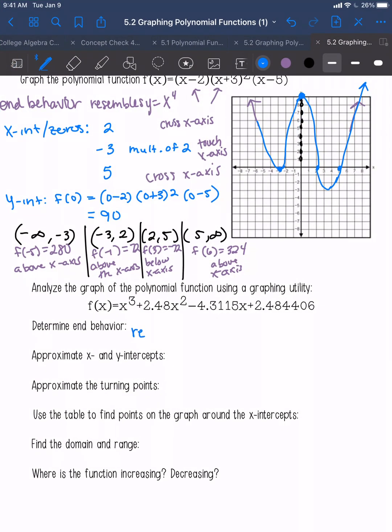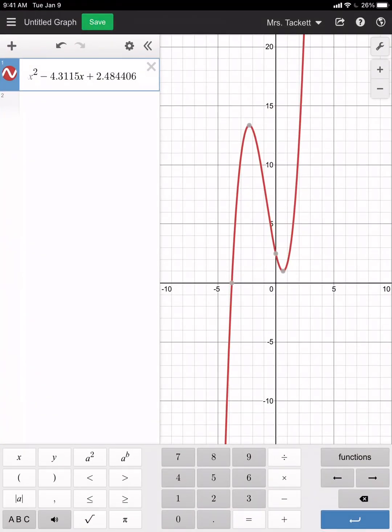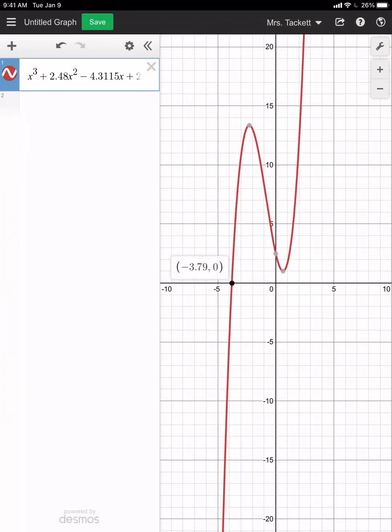The end behavior is going to resemble the power function y equals x cubed, and we know that that's like that. Approximate the x and the y-intercepts. Well, on Desmos, we got an x-intercept there at -3.790. Our y-intercept is at 0, 2.484.